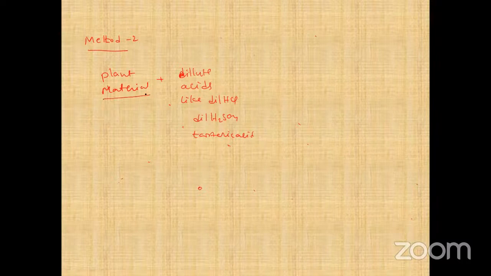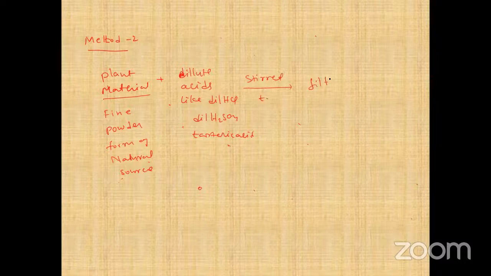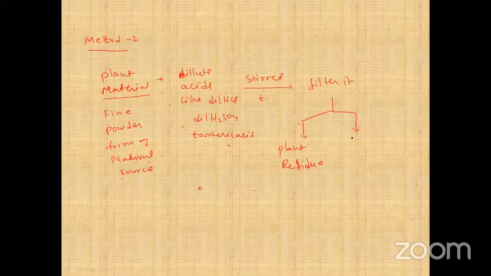Here you always need to take the plant material as a well fine powder form of the natural source. Then this will be stirred for the prescribed time, right? Later filter it. Under filtration, we'll get the plant residue and filtrate.